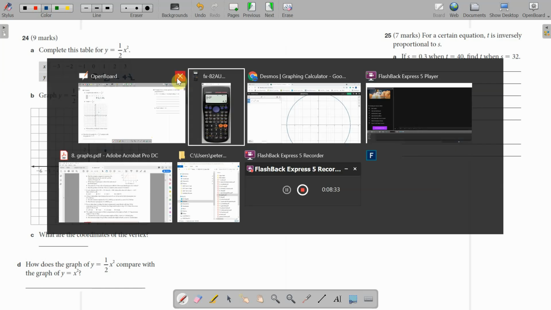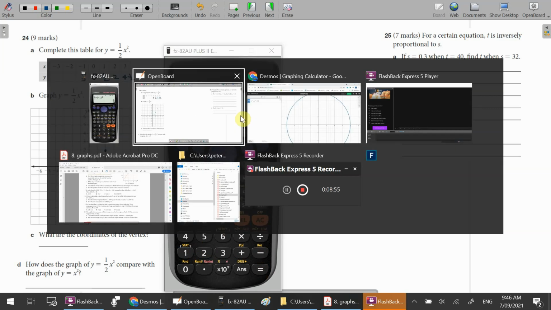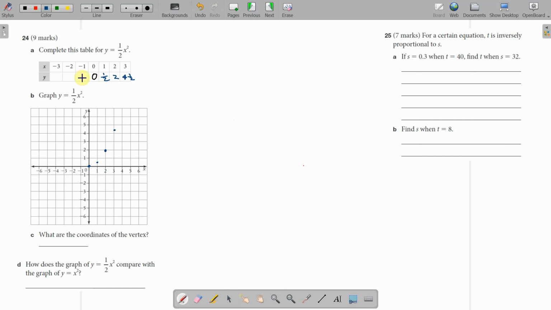-1. Now be careful when you get negatives because people can get wrong answers if you don't do it this way. To find a negative number squared, always put it inside the bracket. Half times -1 inside the bracket squared is a half. So when we've got x is -1, y is a half. -1, a half. Hopefully you can start seeing a pattern.